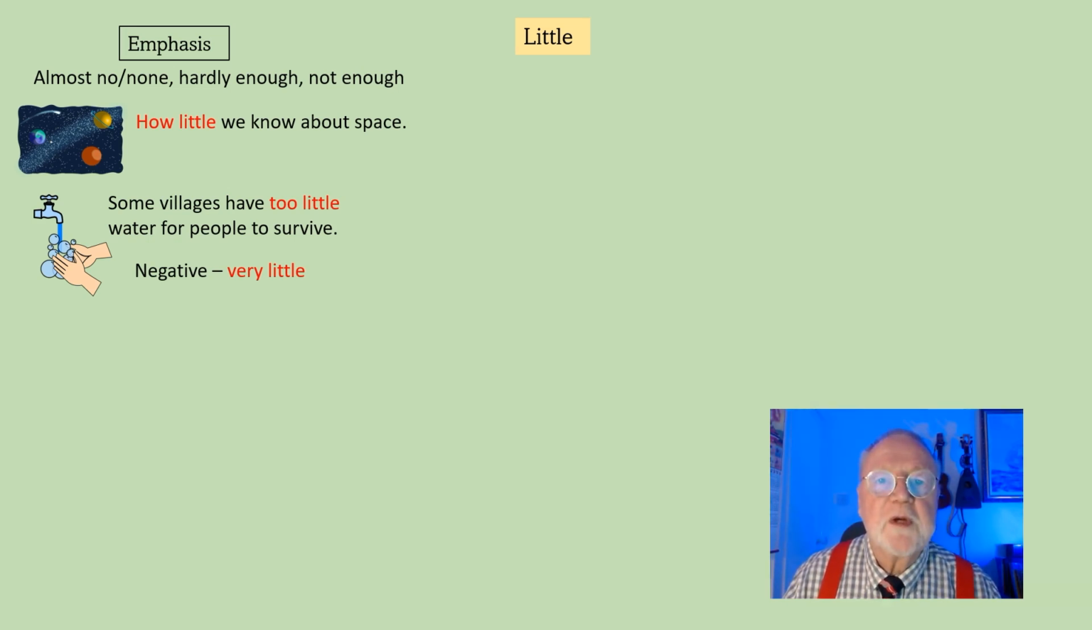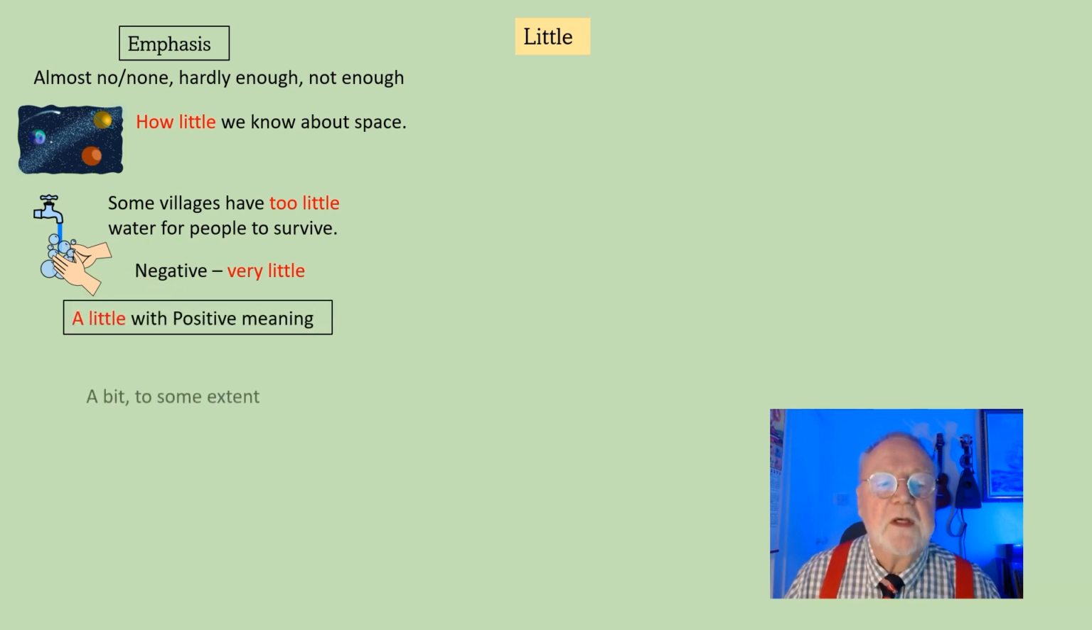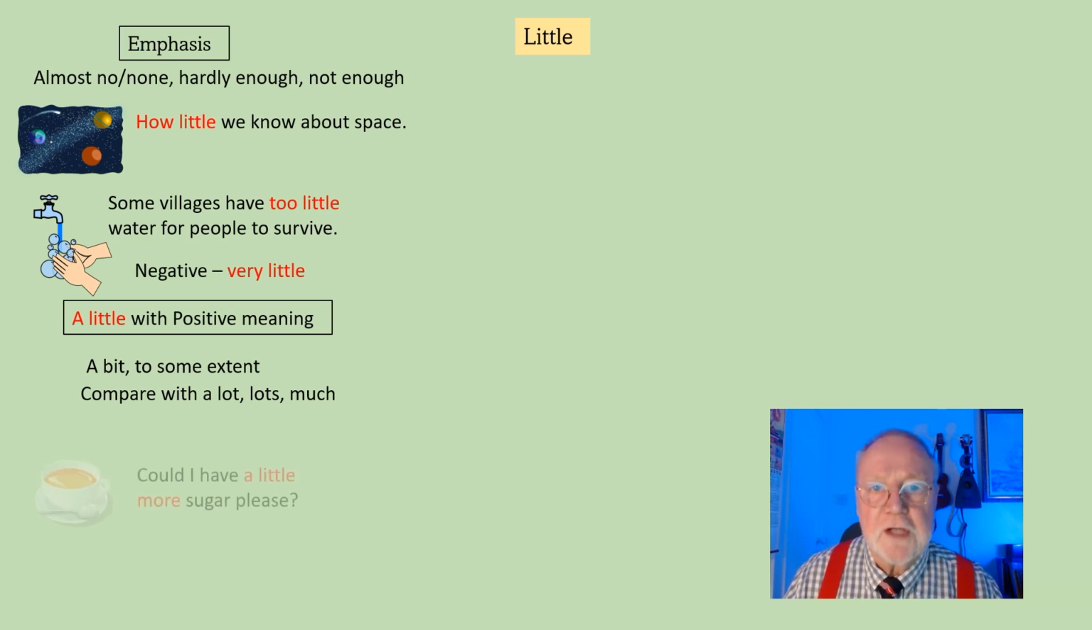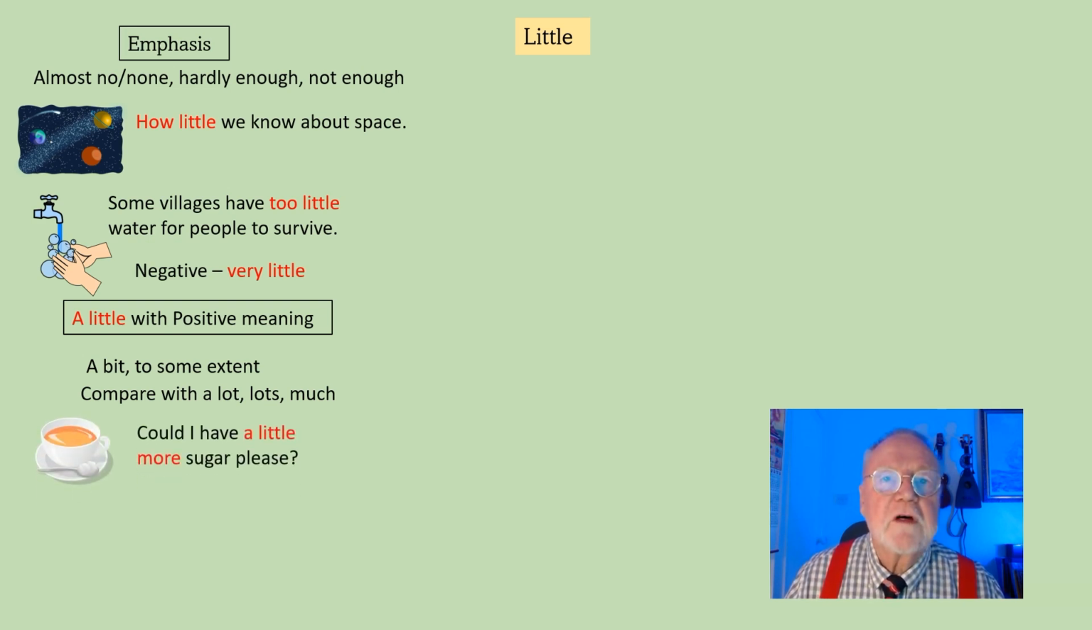You remember from the previous slide, I said a little is positive, and it means a bit, to some extent. And it's good to compare that with a lot, lots and much. Look at this example. Could I have a little more sugar, please? That means just a small amount. And if you take the opposite, could I have a lot more sugar, please? I think you can see the difference between the two.